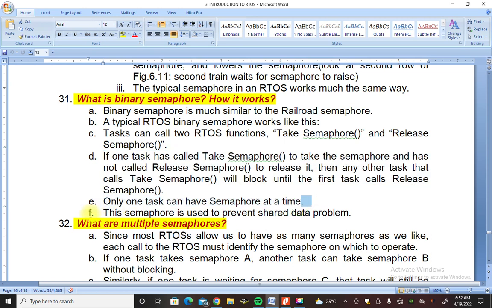So only one task can have a semaphore at a time. Until the lowest priority task releases the semaphore, it can safely complete all its execution, preventing the shared data problem. Once it completes execution, that is, once it comes out of the critical section, it leaves the semaphore, and then the highest priority task will take the semaphore and start executing comfortably. So this semaphore is used to prevent the shared data problem, as we know very well. This is the binary semaphore, which is most widely used for a particular shared data problem.